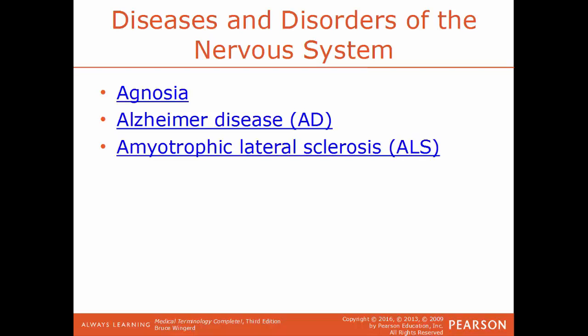Our next term, ALS, amyotrophic lateral sclerosis, also known as Lou Gehrig's disease. This is a progressive neurodegenerative condition. They usually begin with the muscles that control the ability to speak or the muscles in your hands or your feet. And it gets progressively worse and worse and you become weaker and weaker and weaker.